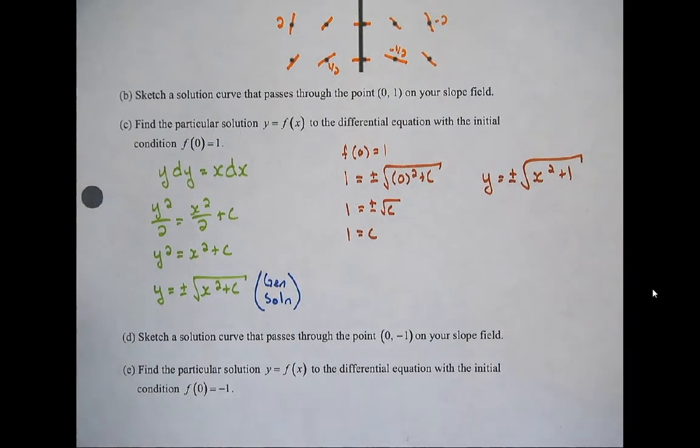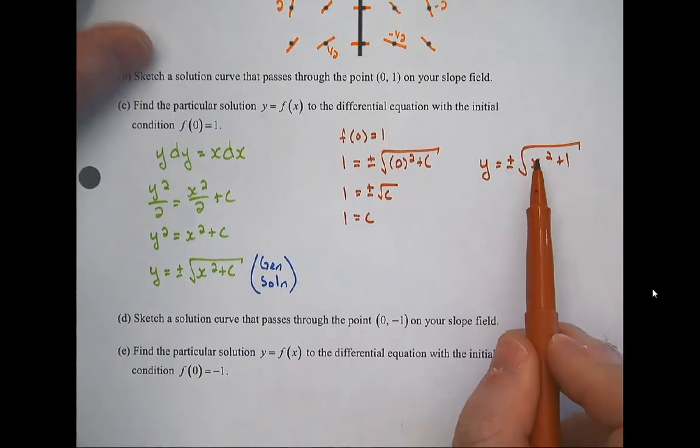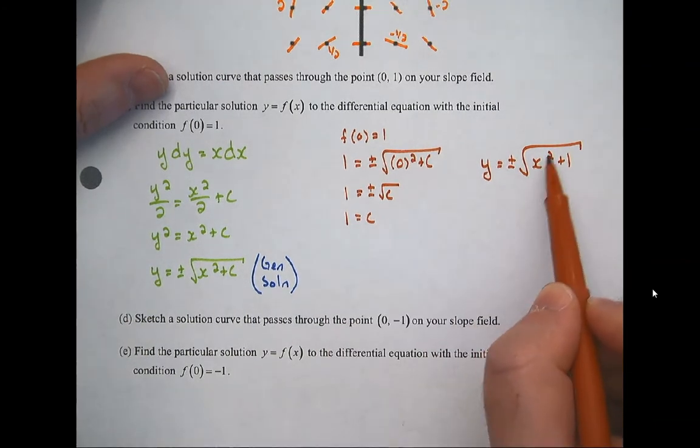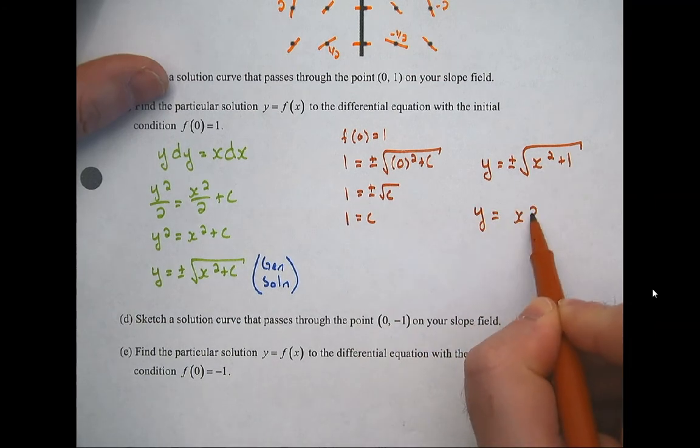Notice I didn't box that in. That's because that is not a particular solution. You have 2 answers there. You have a positive case and a negative case. So we have to now plug back in our initial condition to decide which one we actually want. You could probably guess, but let's just double check. 0 squared is 0. 0 plus 1 is 1. Square root of 1 is 1. I don't want the negative. I want the positive. So the square root of x squared plus 1.